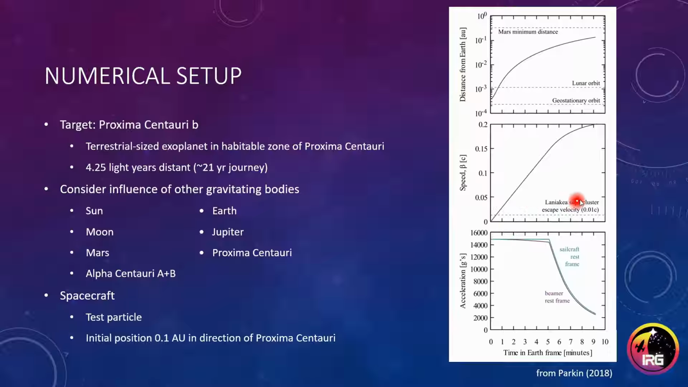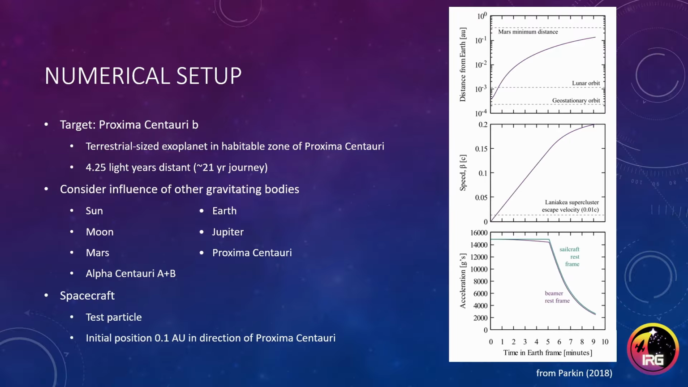I like that Parkin put the Laniakea supercluster escape velocity on here. It's kind of an interesting thing to think about, that the spacecraft at that speed is not only going to escape the solar system, it'll escape the galaxy, it'll also escape the local group, and eventually, given enough time, it'll escape the galaxy supercluster.